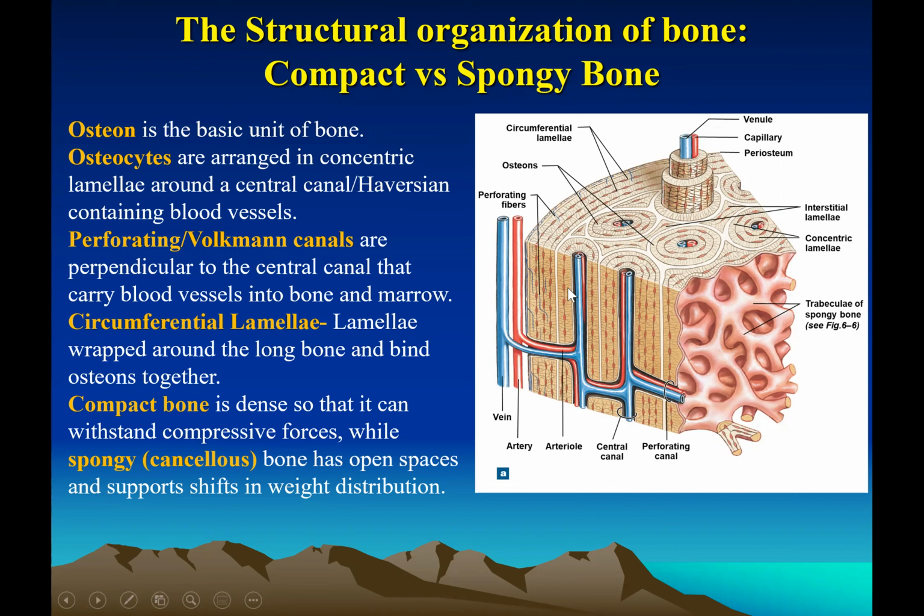Compact bone. So here this is compact bone, where the osteons are tightly packed and the lamellae are tightly packed. It is very strong, and it can withstand compressive forces. It can take a lot of pressure and force. Whereas on the inside of the bone, you can see the spongy bone. It looks like a coral. It has a lot of spaces in between, and all these projections are called trabeculae of spongy bone. This can evenly distribute the pressure.